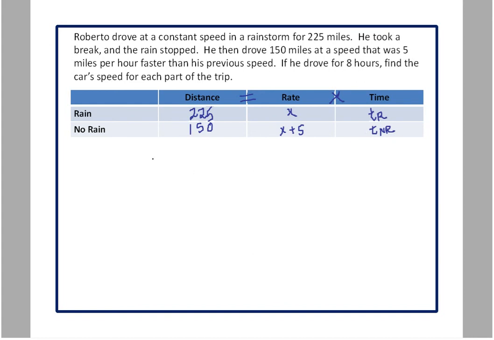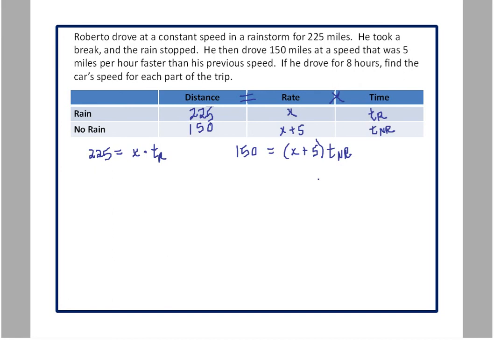So our equations are 225 equals x times t, the time with the rain, and 150 equals x plus 5 times t, the time without rain, NR. I'd like to use parentheses around the x plus 5 because that has to stay together.